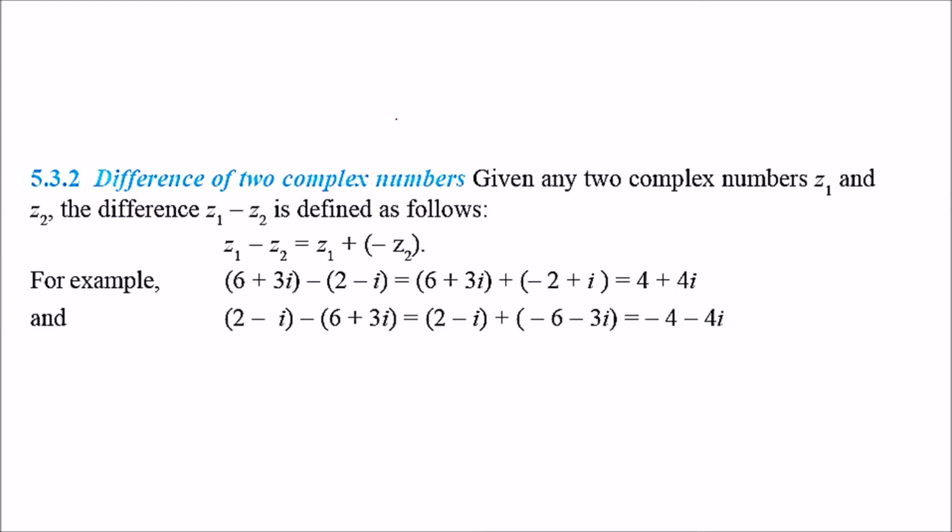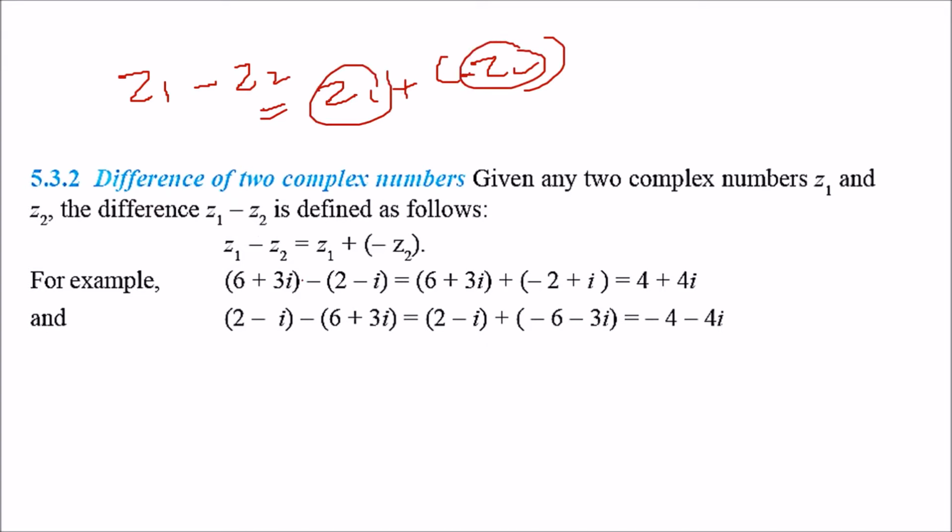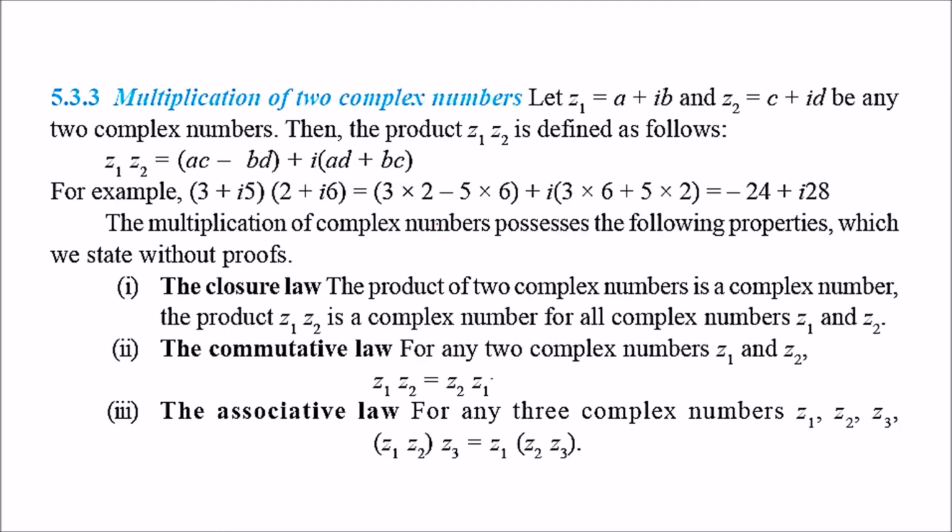Then the difference of two complex numbers. Difference of two complex numbers, z1 − z2, is nothing but z1 + (−z2). We have already talked about −z2. Just add these. If you want to add, add the real part and the imaginary part. So (6 + 3i) − (2 + i) means you add these two: 6 + (−2), that is 4, and 3i − i, that is 2i. So the real part and imaginary part will give you 4 + 2i.